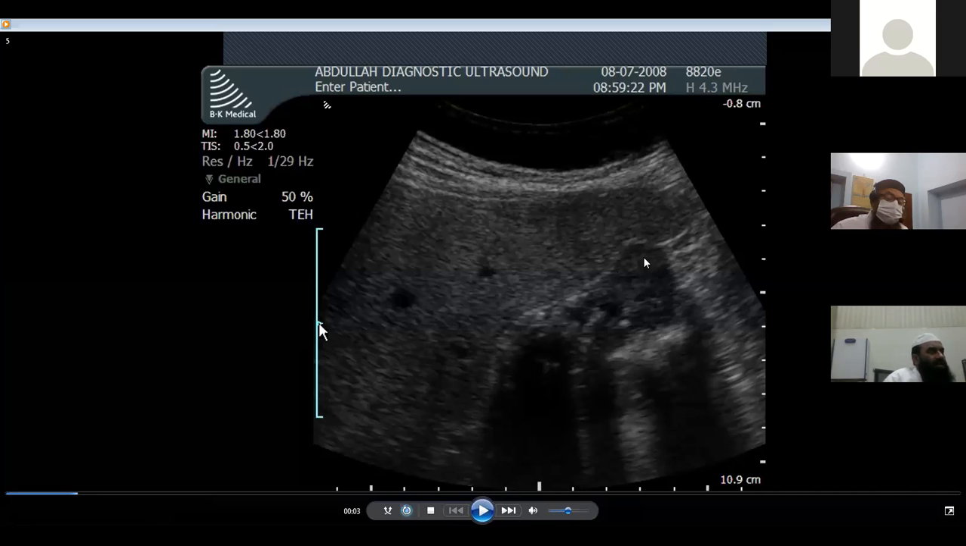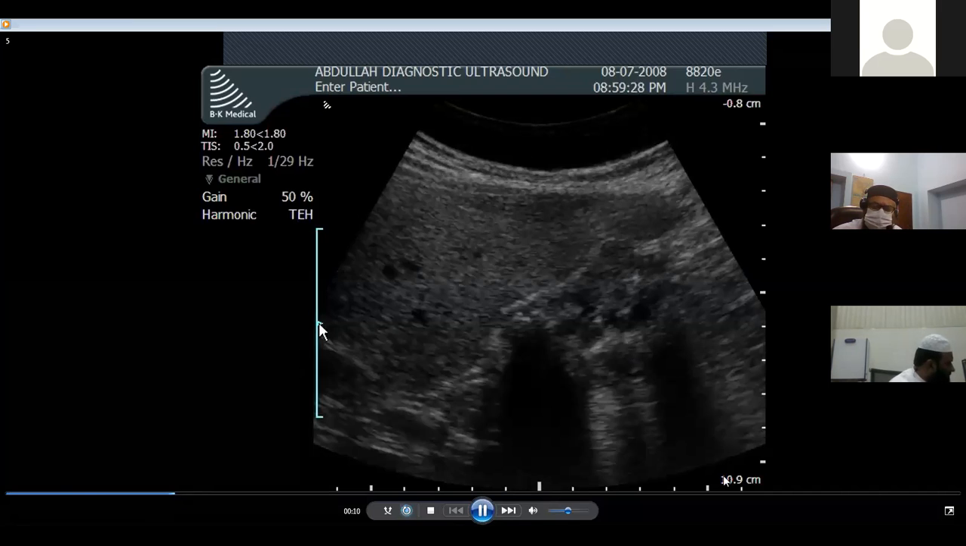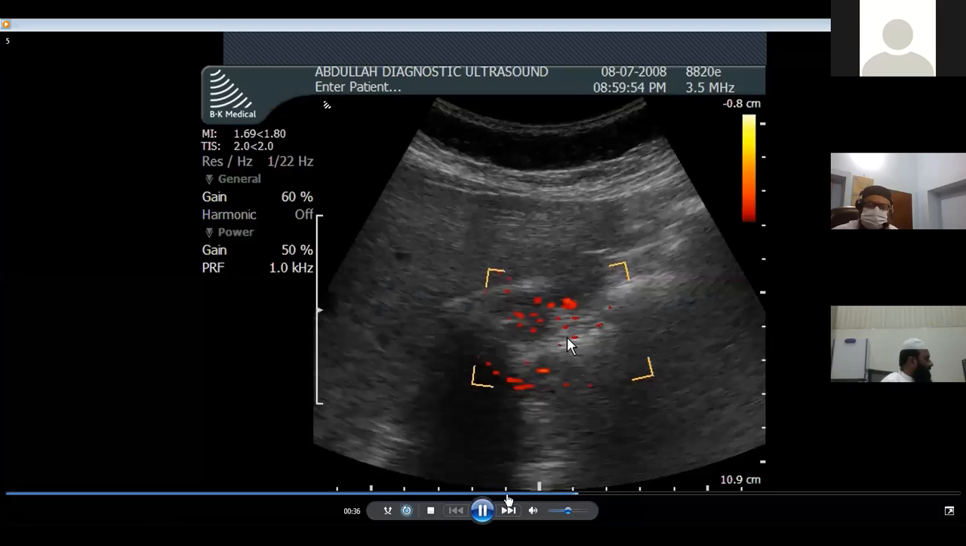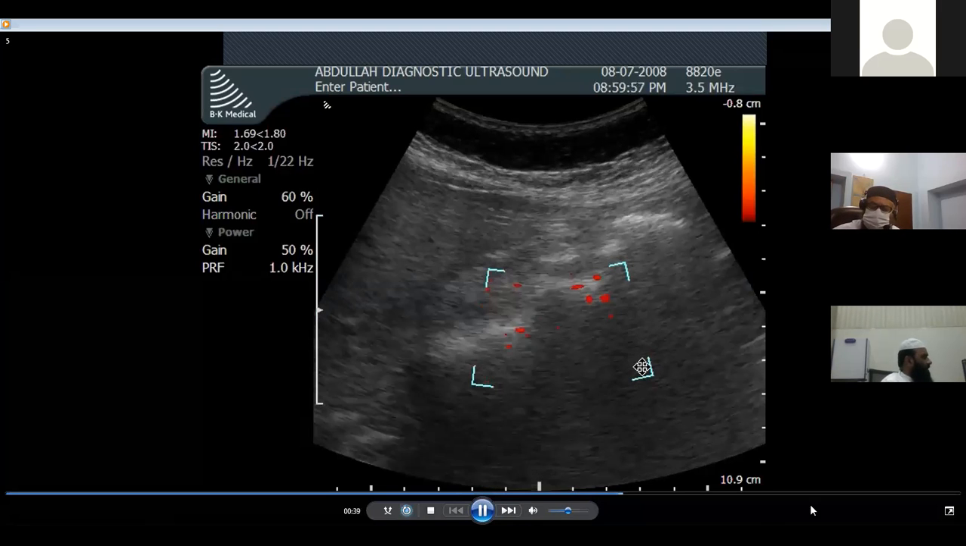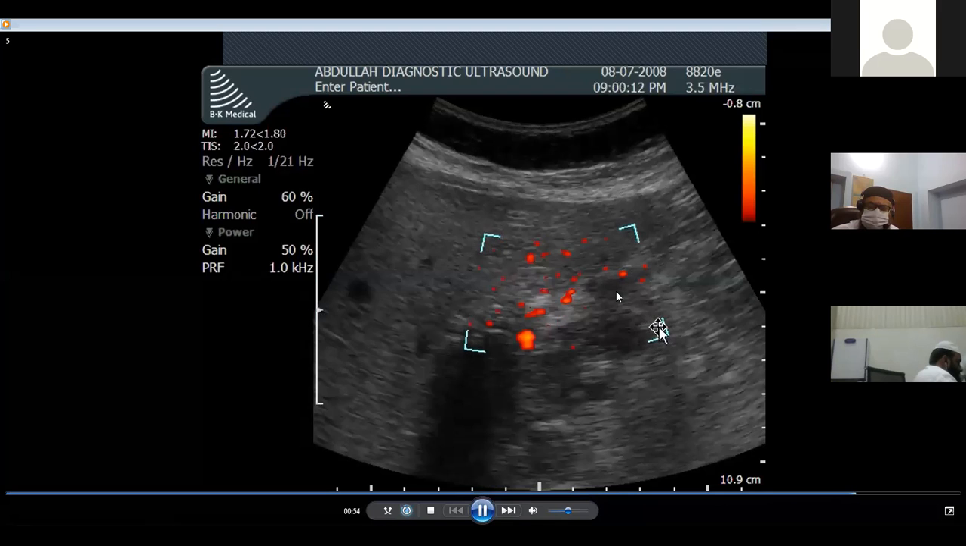So any fleshy gallbladder wall growth will give us a suspicion of any malignant change, unless proved otherwise. There you see, infiltrating the gallbladder fossa, and we can also see this on color Doppler. Blood flow in the fleshy growth.